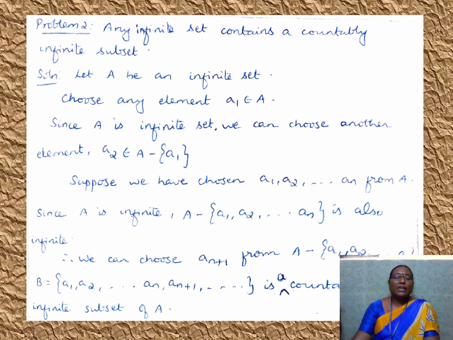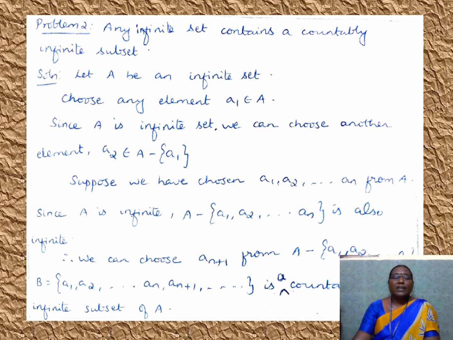In a particular stage, we have already chosen an. So suppose we have chosen a1, a2, etc., an from A, then we are at the stage to select the next element an plus 1. Since A is infinite, the set A minus the set of all a1, a2, etc., an is also infinite. If you remove some of the elements from an infinite set, the resulting set is also infinite. So I can find an element an plus 1 belonging to this set, which is not equal to the previously selected elements.